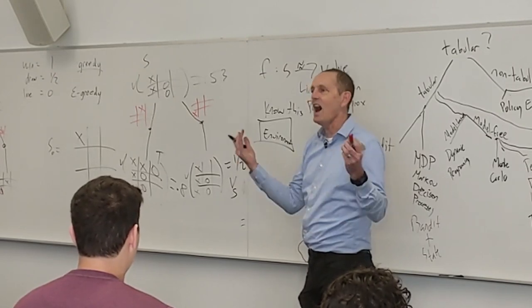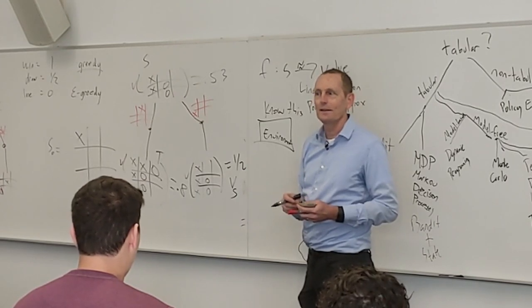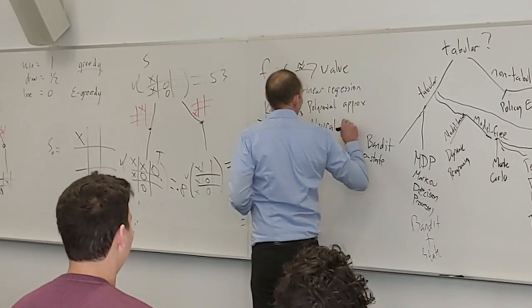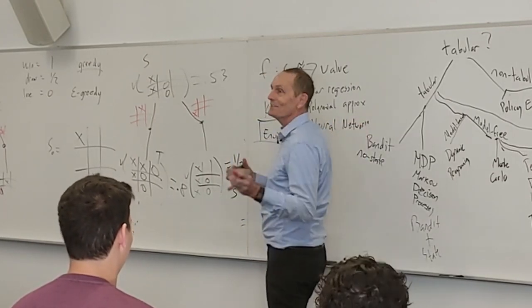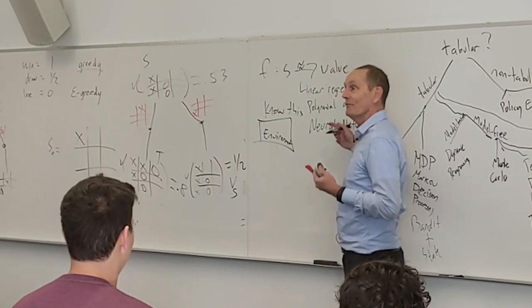What's hot in machine learning and in artificial intelligence these days? Neural network. I love it. Jake was in the neural nets class. That's why this is so good. So neural network is a good example of something that is a function approximator.